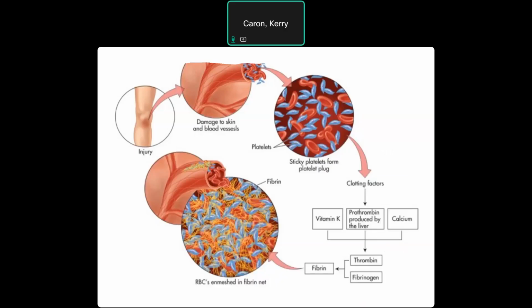So we have an injury, we have damage to the blood vessels. Platelets secrete clotting factors and call more platelets over to form a platelet plug. And then we have vitamin K and calcium and prothrombin, which takes our thrombin and fibrinogen and forms fibrin, or this mesh-like substance, a net. And that fibrin net becomes the beginning of a clot.